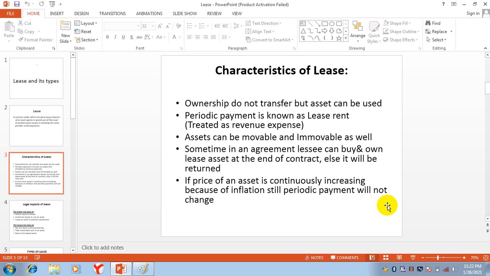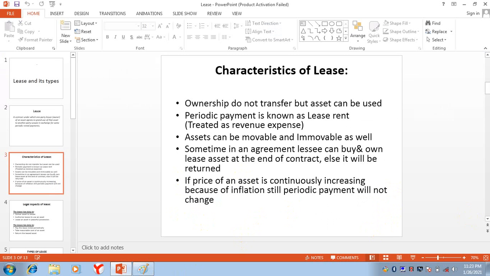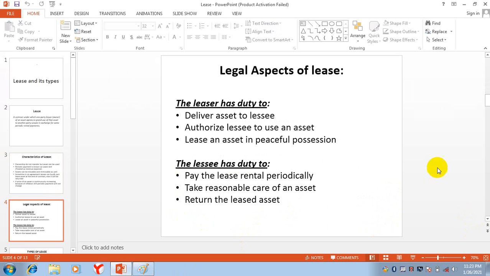We agreed on this amount, so for the lifetime of the lease, I will make this payment to you. So these are the characteristics of lease. Now the next thing is legal aspects of lease.